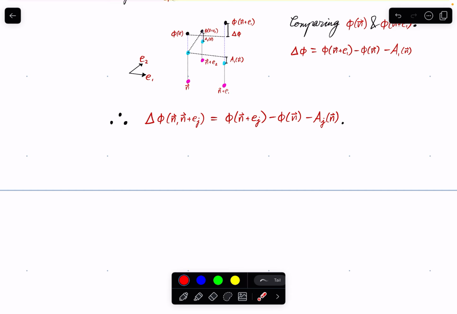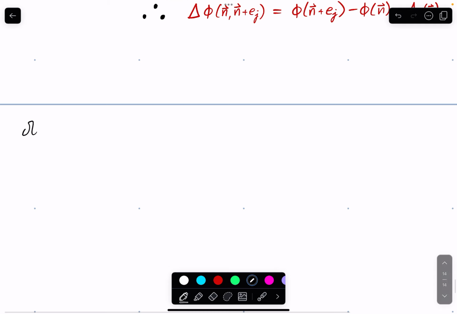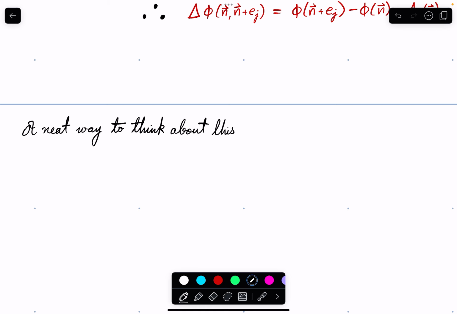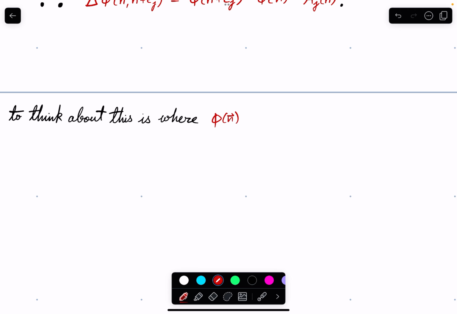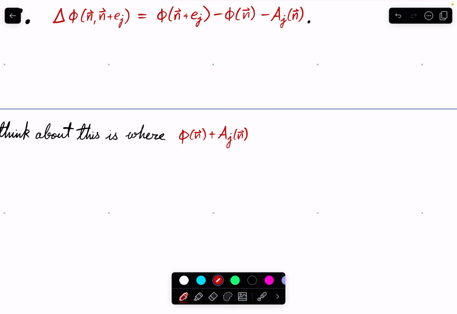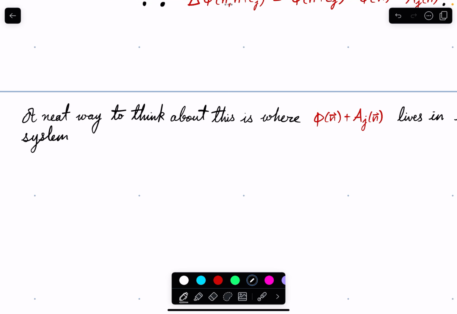A neat way to think about this is that the quantity phi n, Cn plus a j n, lives in the coordinate system of the point n plus e j.